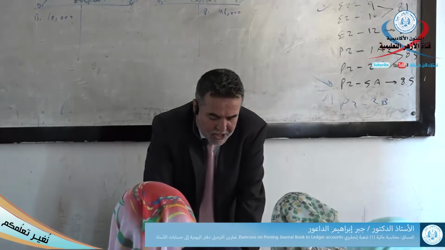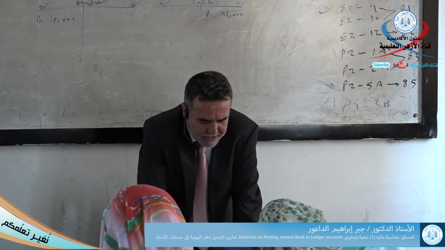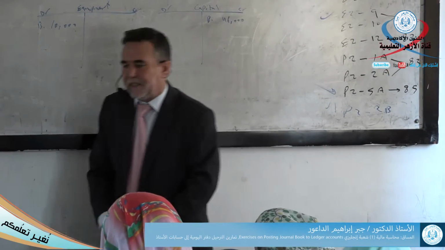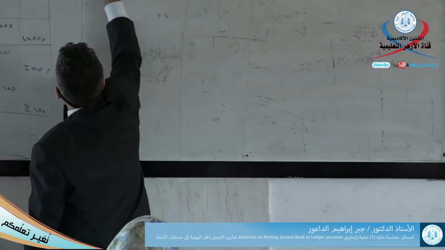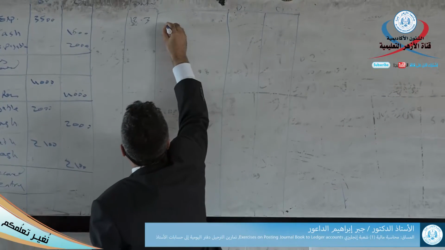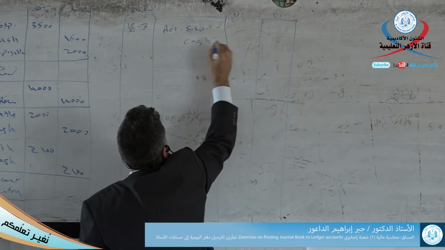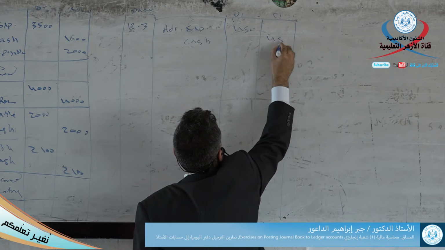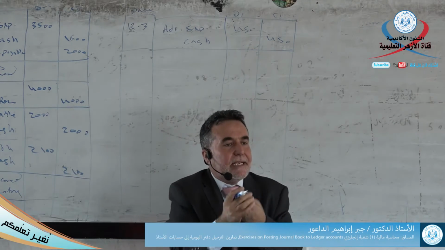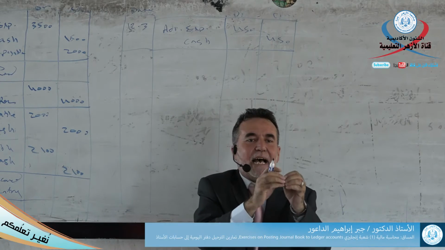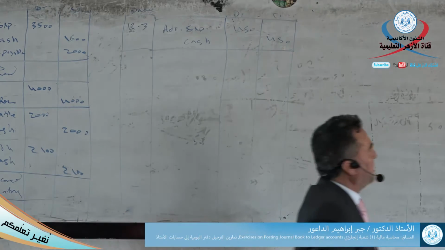At the 12th of March, paid advertising expense 450. So the entry will be date, advertising expense to cash. He paid, so the cash will be decreased. Assets and decreased, so it will be a credit. Okay?